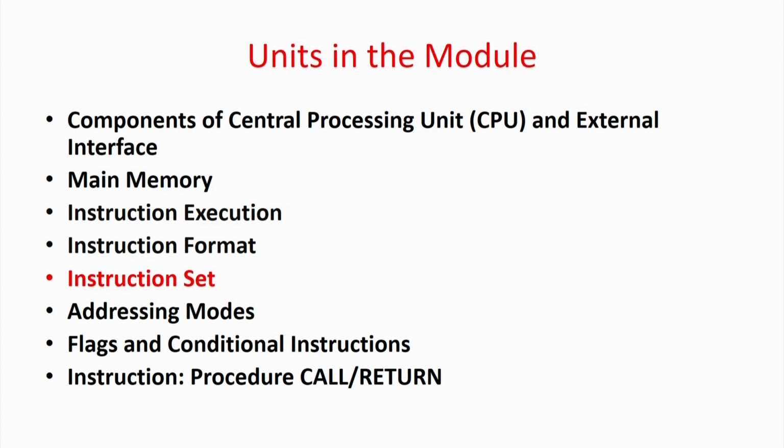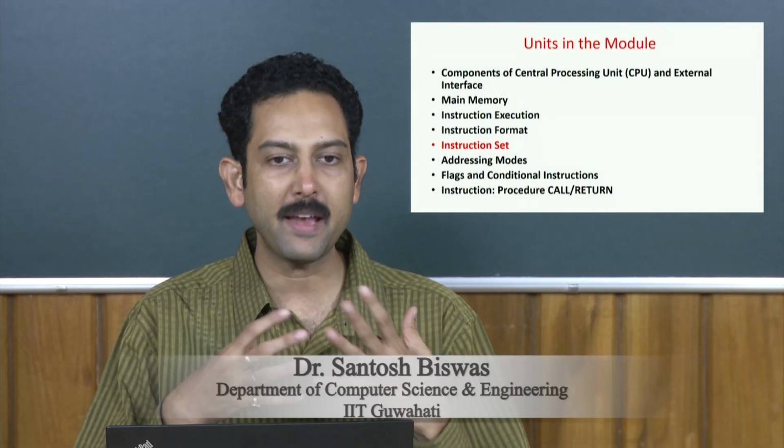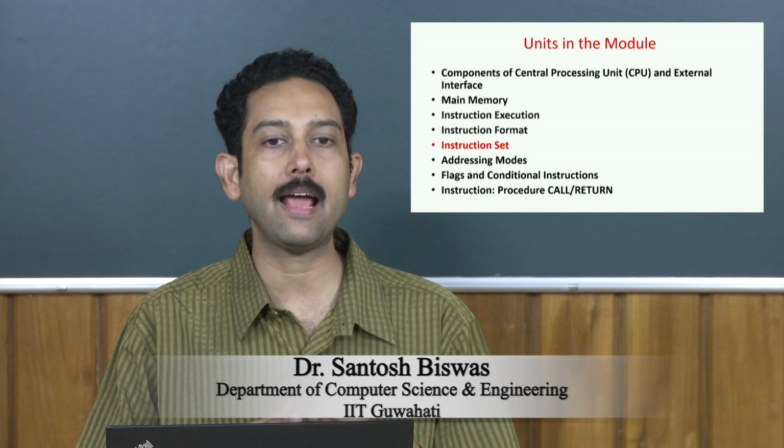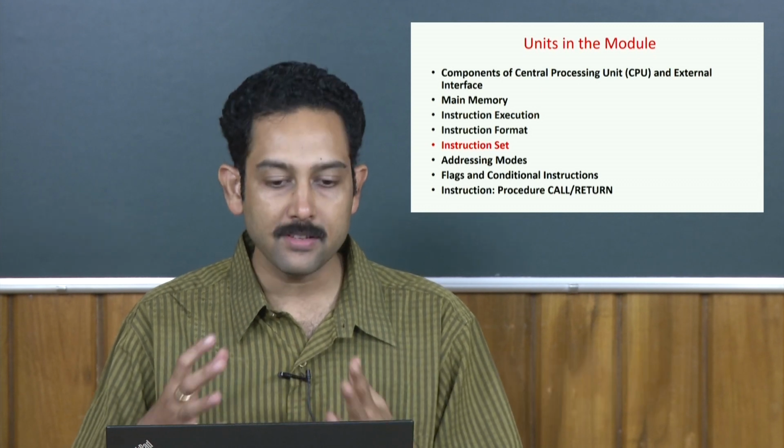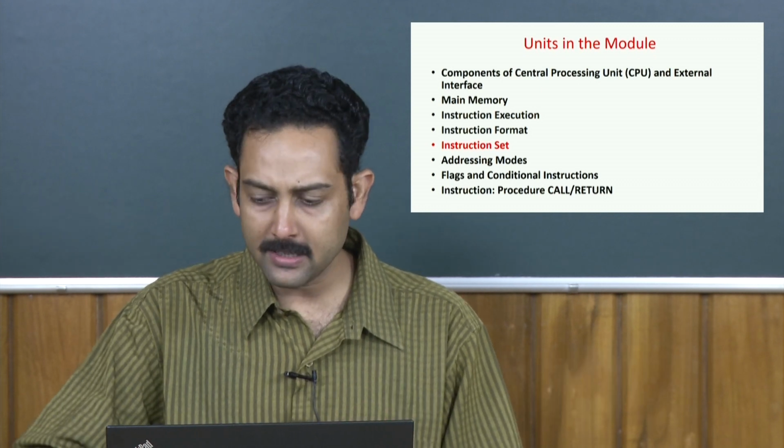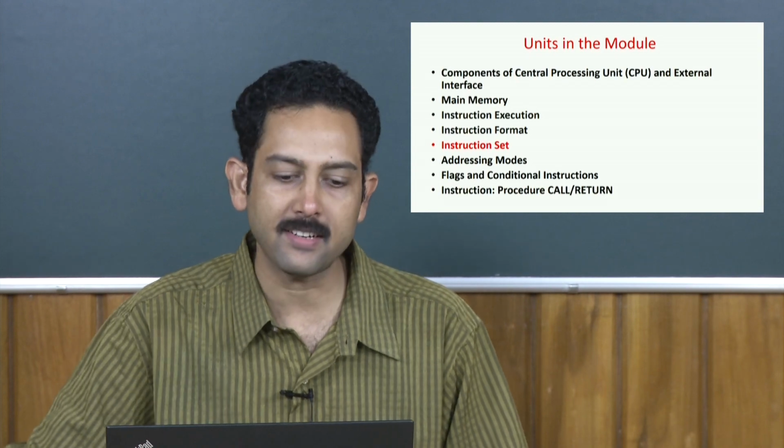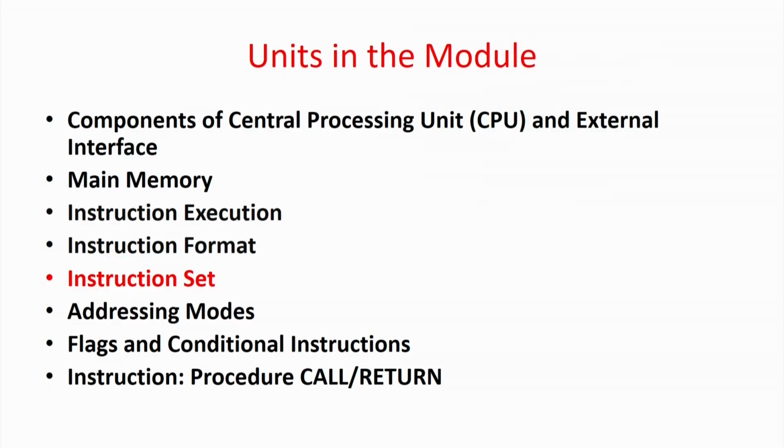It has an opcode and, depending on the instruction format, it can have 1 address, 2 address or even 0 address. Now, in this unit on instruction set, we are going to see in more depth how the instructions can be clubbed based on their functionalities. This is a small unit of the module, in which we will try to categorize the instructions based on their functionalities.